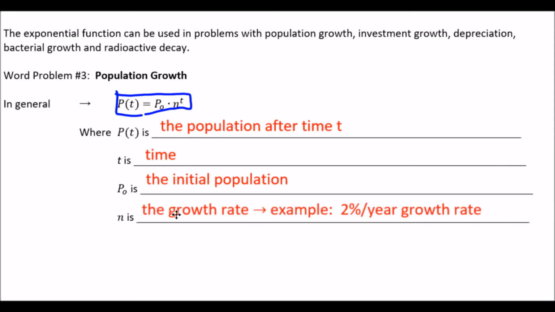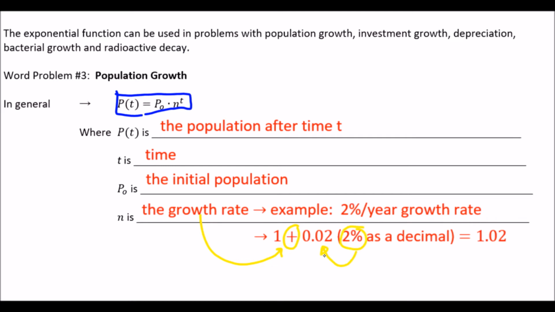So for example, with a 2% growth rate, what we do here is 1 plus. Why is it plus? Because we are growing. So we're adding 0.02, that is the 2% as a decimal. Mr. Wills, where did this 1 come from? Again, 1 times anything is itself. So we're starting off with 1, and then from there, we're going to grow.